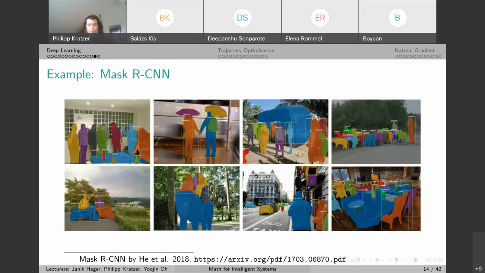This is an example of a convolutional neural network that is very famous and used a lot, which does masking and detection at the same time. It is also very useful often in robotics, if you have a scene from a camera image and want to detect objects and find objects.